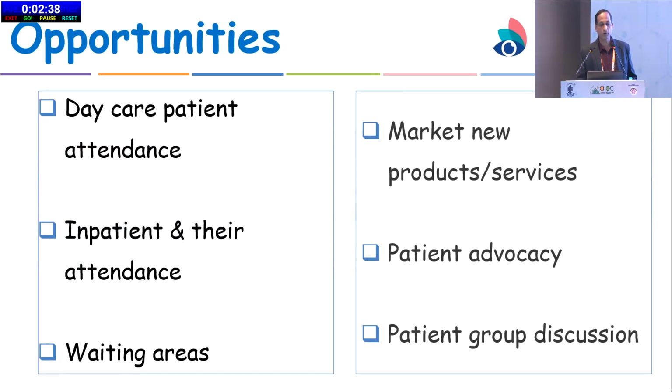Then certain opportunities are there, like daycare attendance, inpatient attendance, and the waiting area has to be taken care of. Marketing new product strategies, patient advocacy, and patient group discussion are also very important, from the patient's perspective: what all things you have to incorporate in your practice, or how you can change your routine model. That is also important, because the patient can give you a good insight. You may think from your side that this is correct, but the patient will tell you, no, that is not correct, you have to do it like that. So you have to welcome such thoughts from the patients.